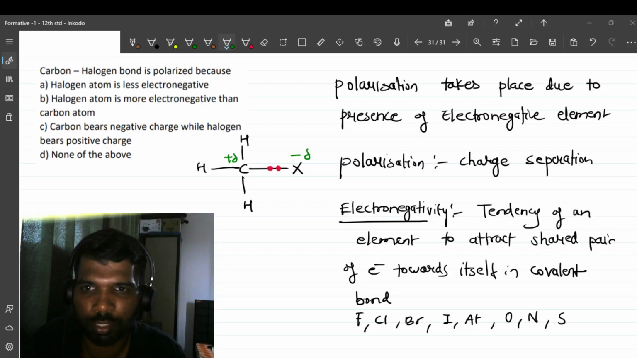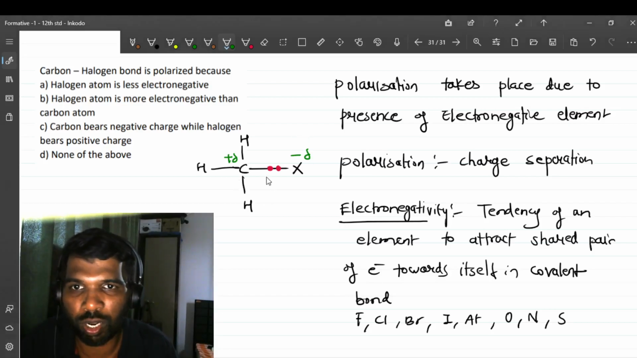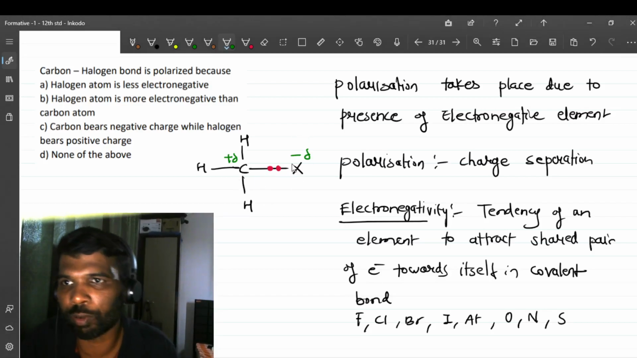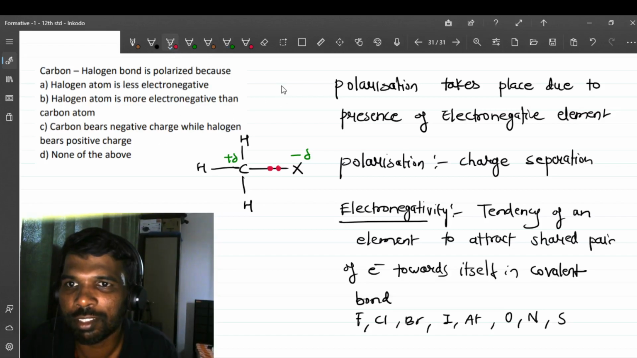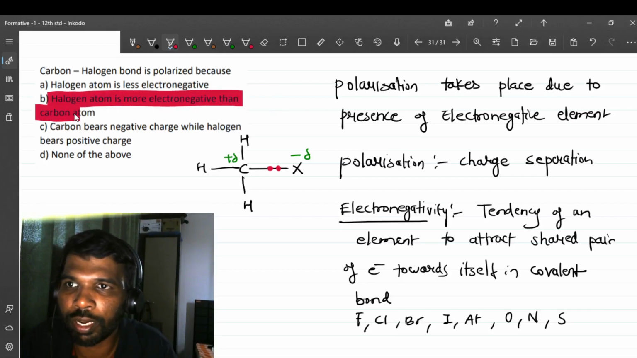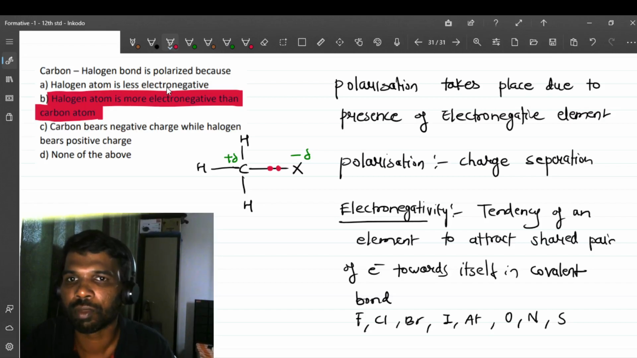So this is what polarity is, and it is due to the electronegative element. So the answer over here is that the carbon halogen bond is polarized. Someone can comment what could be the answer. The answer is that the halogen atom is more electronegative than carbon. This is the reason, right?